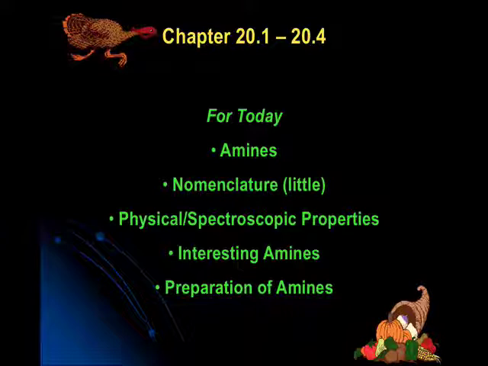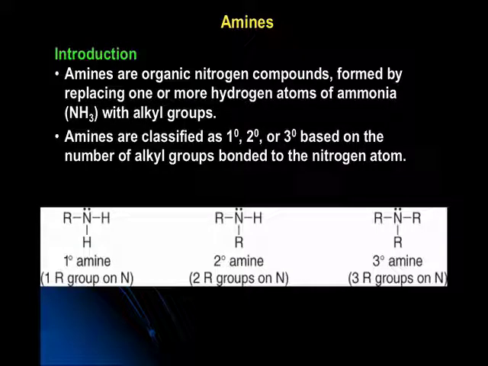So we're not going to talk a whole lot about nomenclature today. We'll talk a little bit. We'll talk about some interesting amines and then maybe some spectroscopic properties. I don't know that we'll get to the preparation of amines. We've only got about 15 minutes left. But we'll get started. Okay? So you all have already identified the fact that we can have primary, secondary, and tertiary amines. They are amines by virtue of the fact that the nitrogen has a lone pair of electrons. And we know that amines can behave as nucleophiles. We know that they can behave as bases, right?